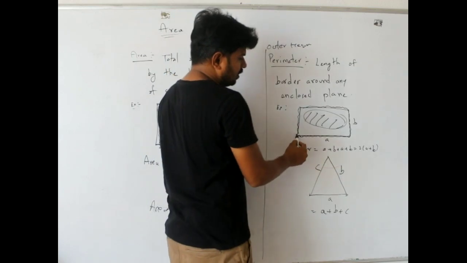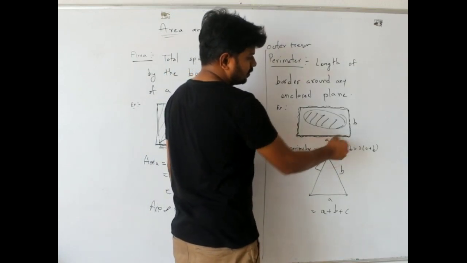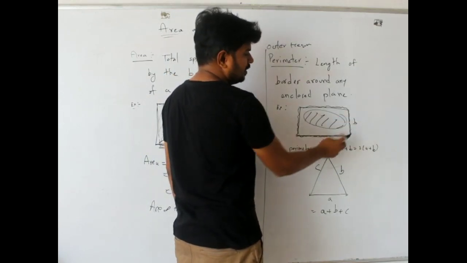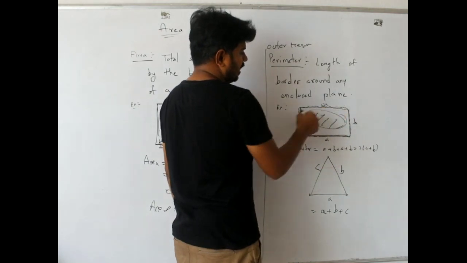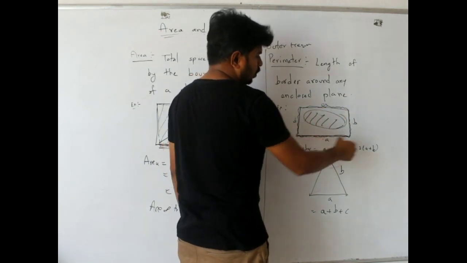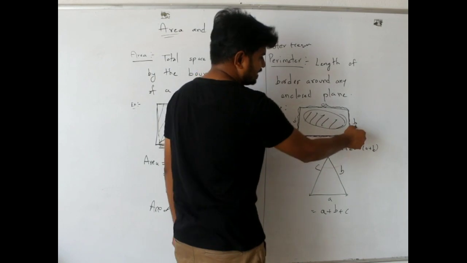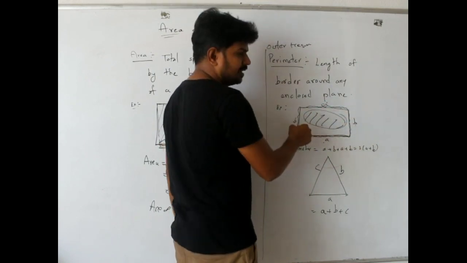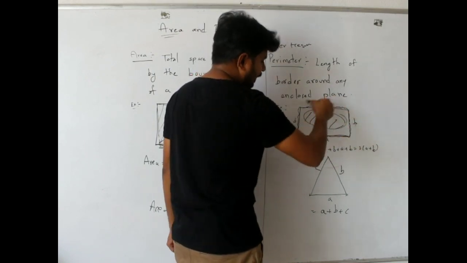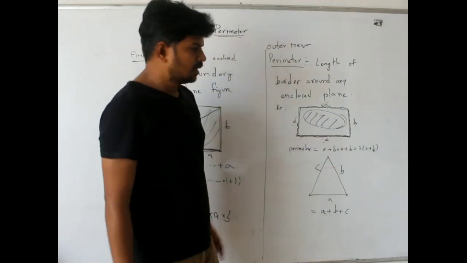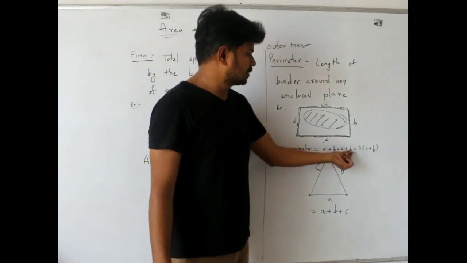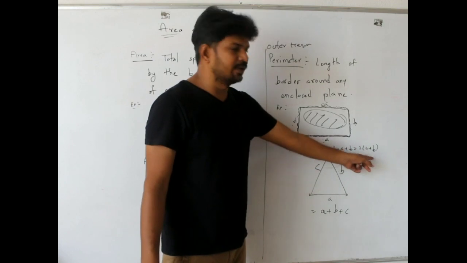So here, if you see, what is the length of this outer surface? A. What is the length of this outer surface? B. And as this is parallel, again it is A. And this is parallel, again it is B. So what is the total length of this outer surface? A plus B plus A plus B. And you have to do it for the complete enclosed surface. So it becomes A plus B plus A plus B. 2 A's are there, 2 B's are there. So 2 into A plus B.